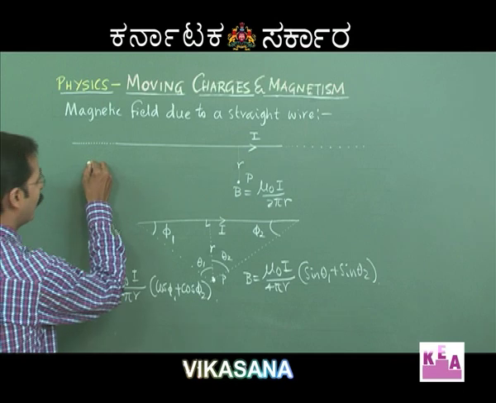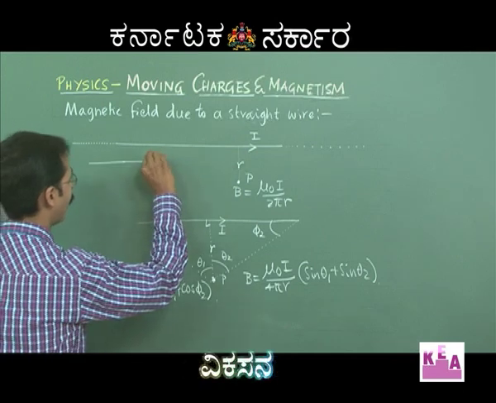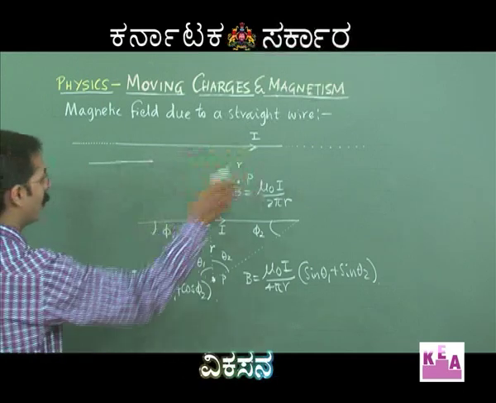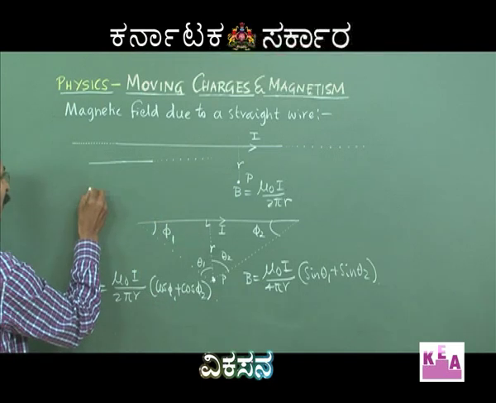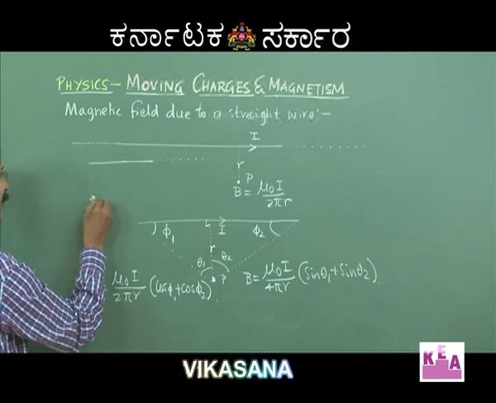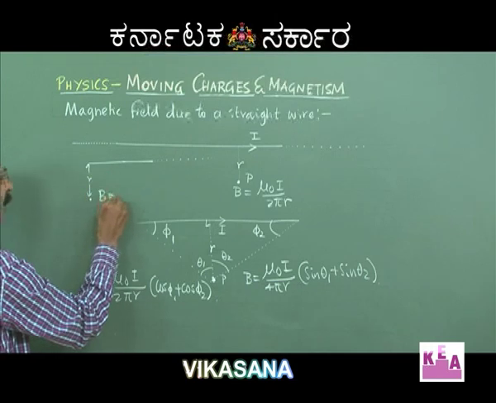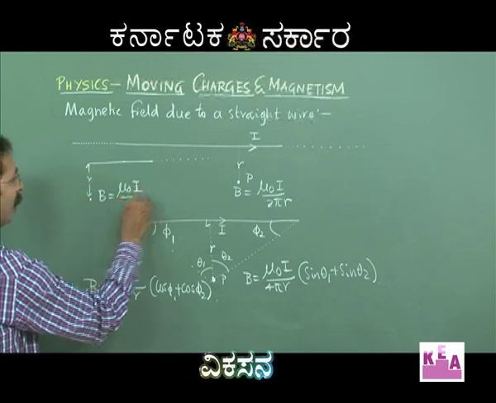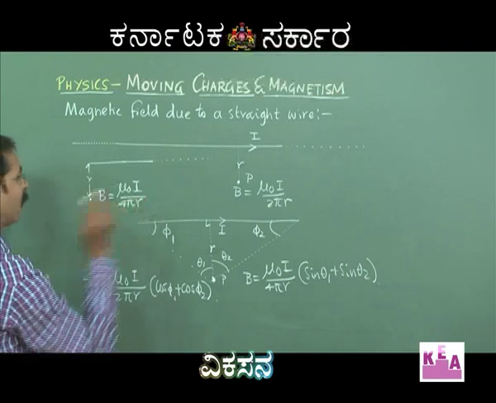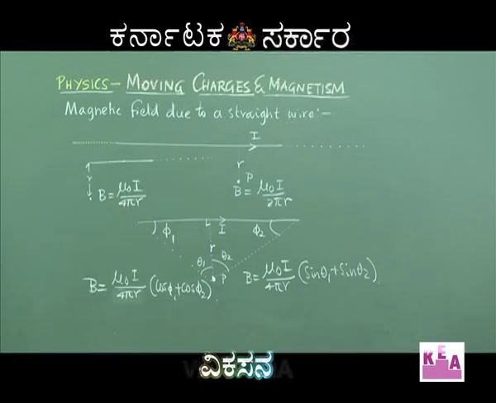If you have a half infinite wire, I mean like this, that goes to infinity, but here it is cut, and I am calculating the magnetic field here at a distance R, then the magnetic field is given by mu naught I divided by 4 pi R. Let us use these formulae to solve some problems.